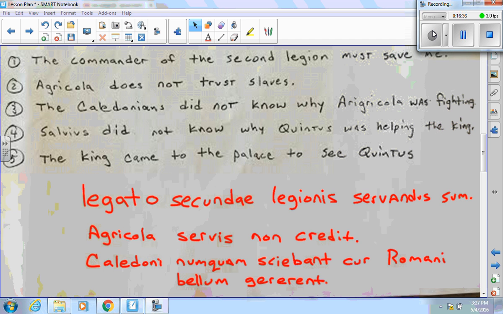Number 2, Agricola servus non credit. Agricola does not trust slaves. Servus is dative. Credit takes the dative. That's the reason that was chosen.